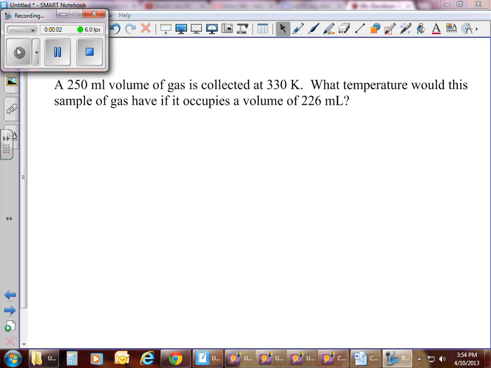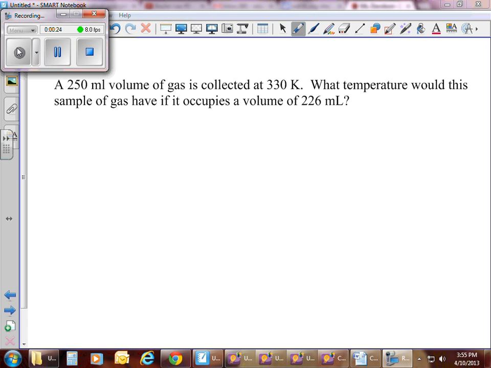All right, so we are on Charles' Law, and this is on page 14 of your packet, number 4. Charles' Law number 4, page 14 in your packet. So again, as we're looking through this problem, make sure you write down what variables you're looking at.